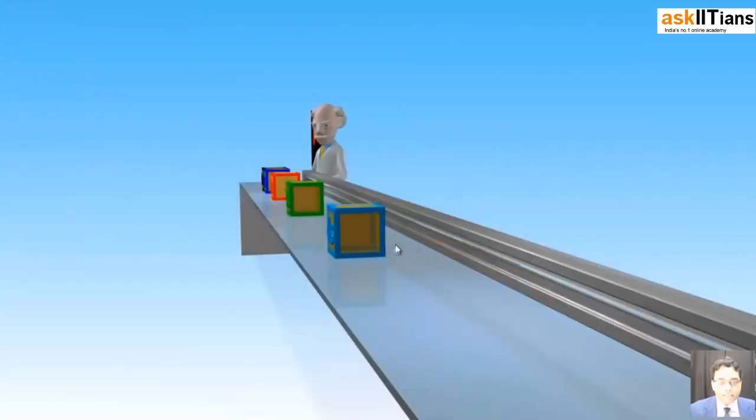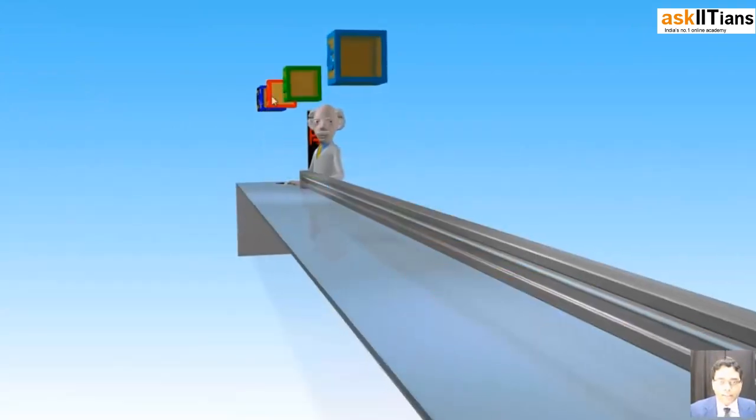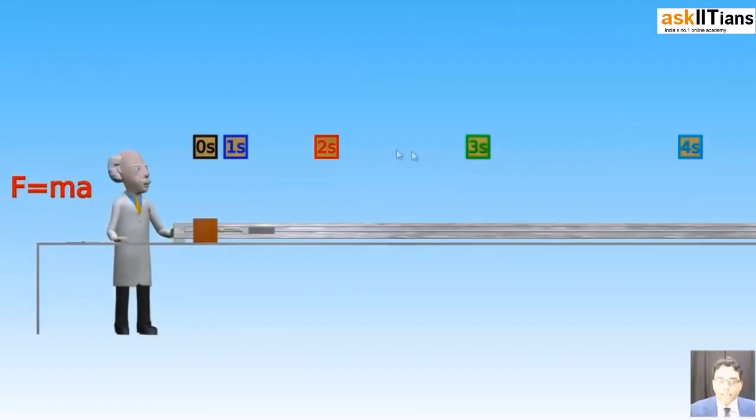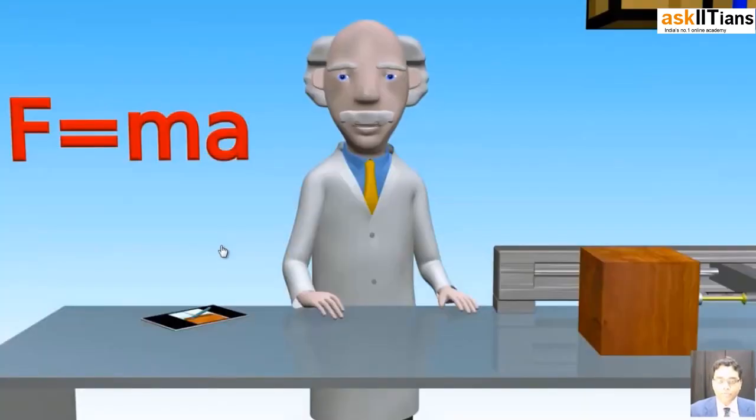As a result, we can simply write that it is covering different distances at different intervals of time. At 0 second it was here, 1 second it is here, 2 second it is here, 3 second it is here, 4 second it is here. So you can see that for the same time interval, the distance being covered is different. If the distance being covered is different, that means the velocity is changing at every instant of time. So what does that mean? It means that there is an acceleration being produced. So an acceleration is going to be produced when there is an applied force acting on an object.